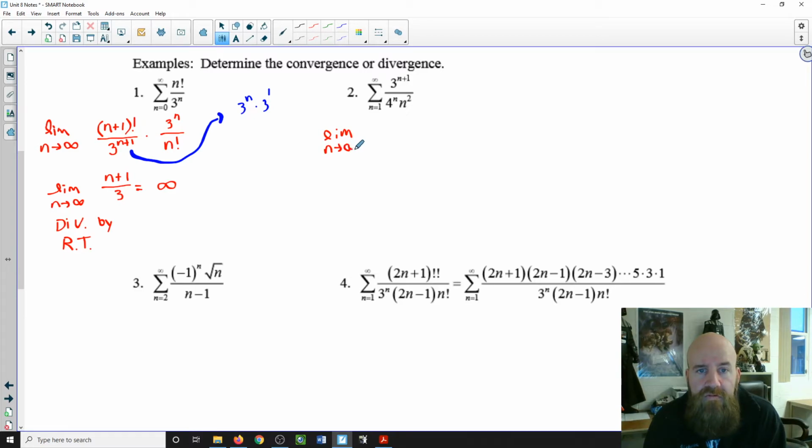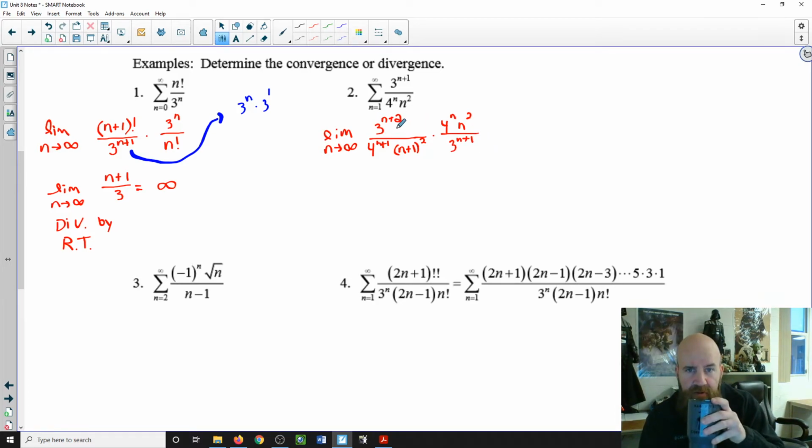As n approaches infinity, we have (3^(n+2))/(4^(n+1)) times (n+1)^2. And then remember, we're actually dividing by the original, so we're going to multiply by the reciprocal of the original: 4^n times n^2 over 3^(n+1).